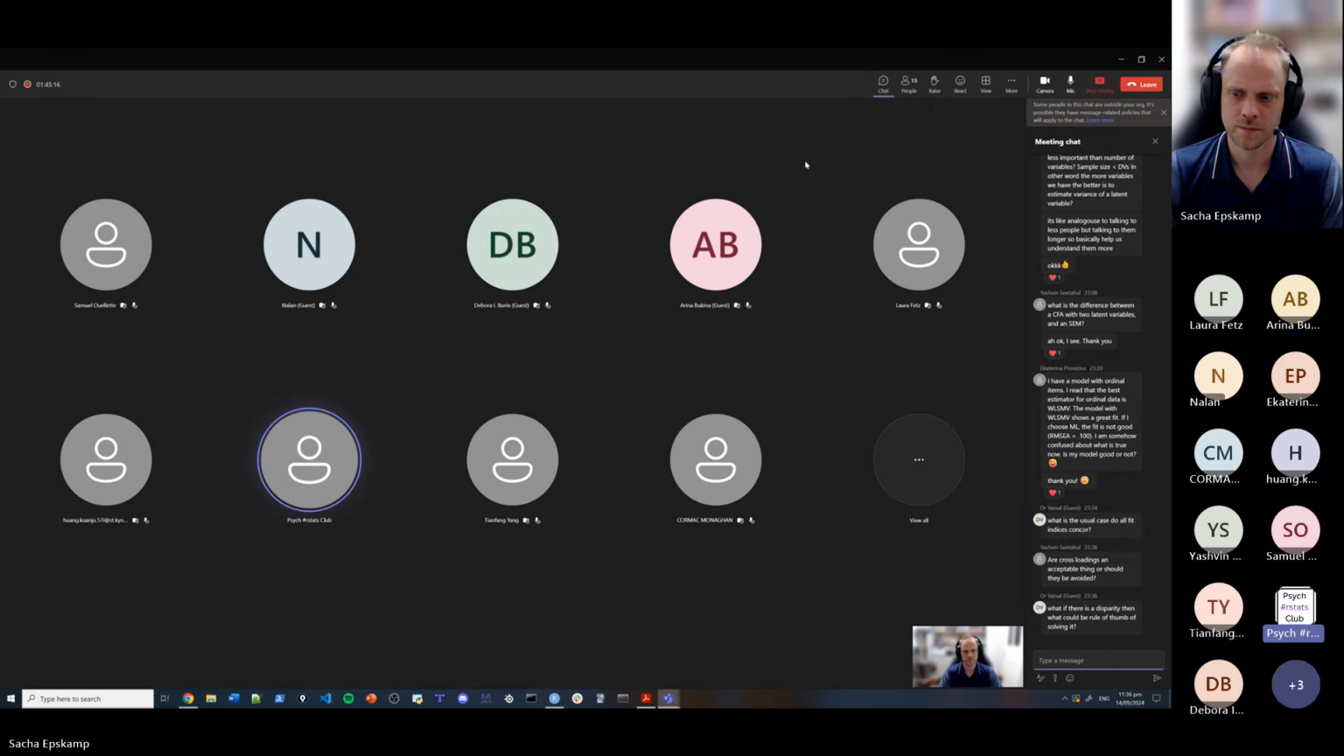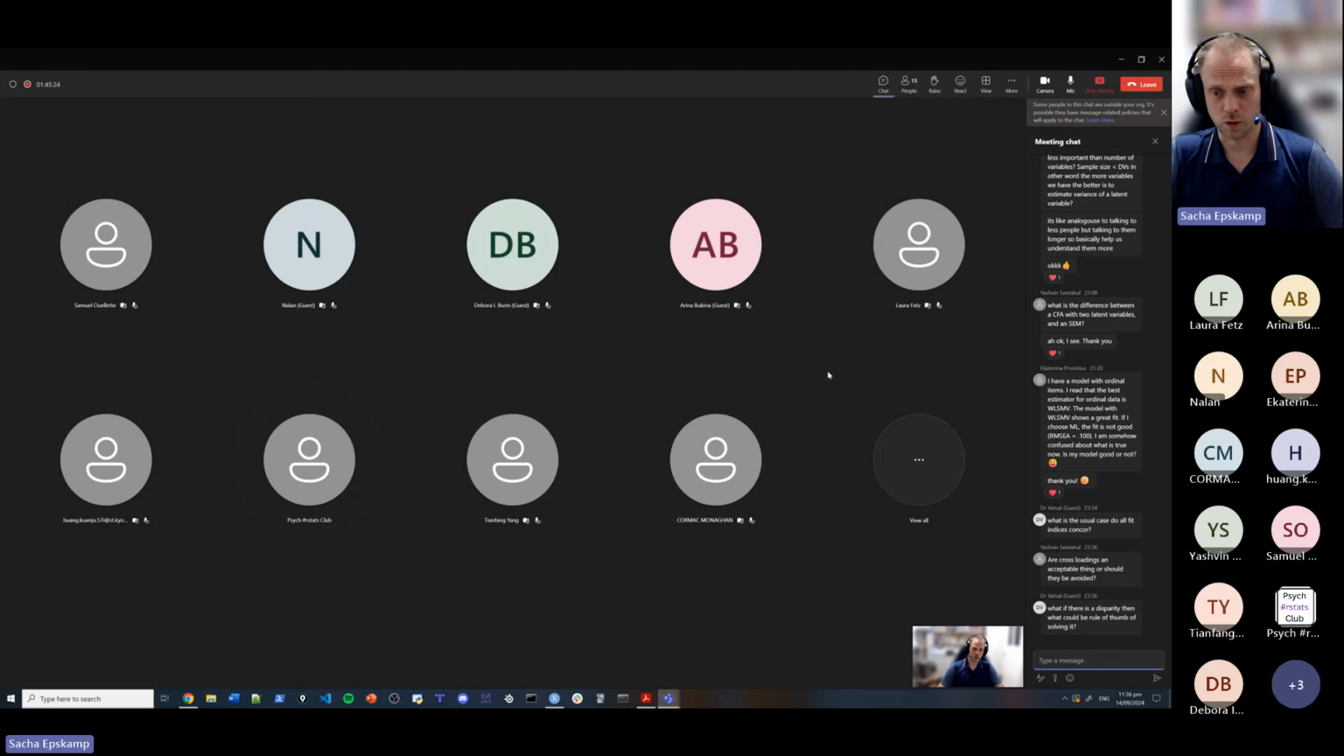There's another question I think that was missed. Are cross-loadings an acceptable thing or should they be avoided? So cross-loadings can be included in the model, which is a nice thing. Normally you have a simple structure, but if your fit is bad, you might see, okay, yeah, there's actually a cross-loading I should add here, and it makes theoretical sense to do so, right?